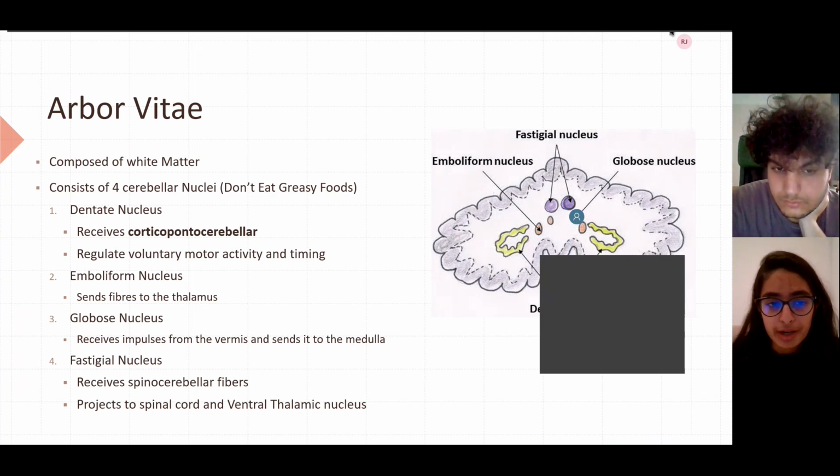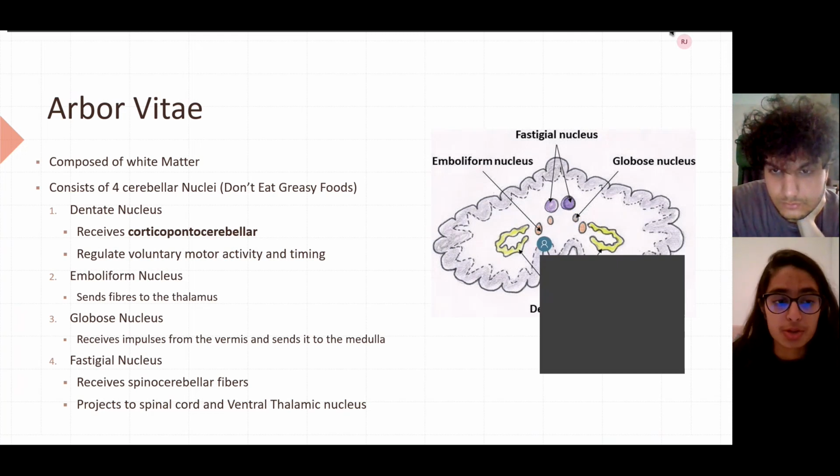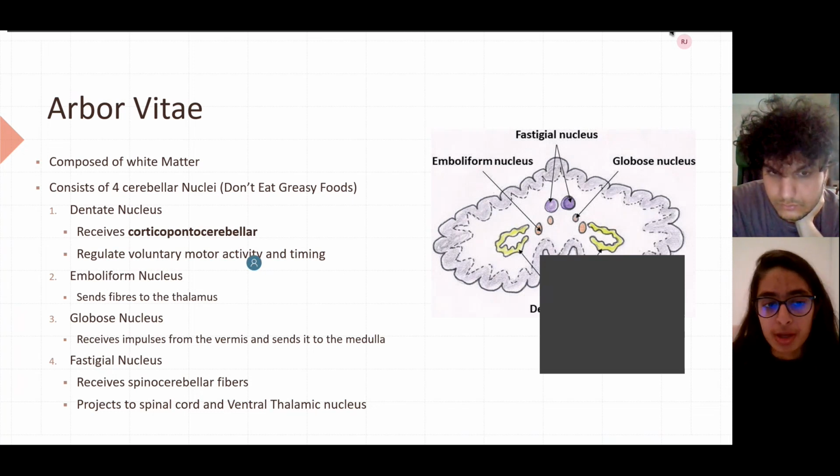Keeping in mind the functions of those zones that we mentioned, we can remember the functions of these nuclei as well and what fibers they receive. So the dentate, which is in the lateral zone, receives input from your cortex. It receives corticopontocerebellar fibers. And therefore, it's important for regulation of motor activity and timing.